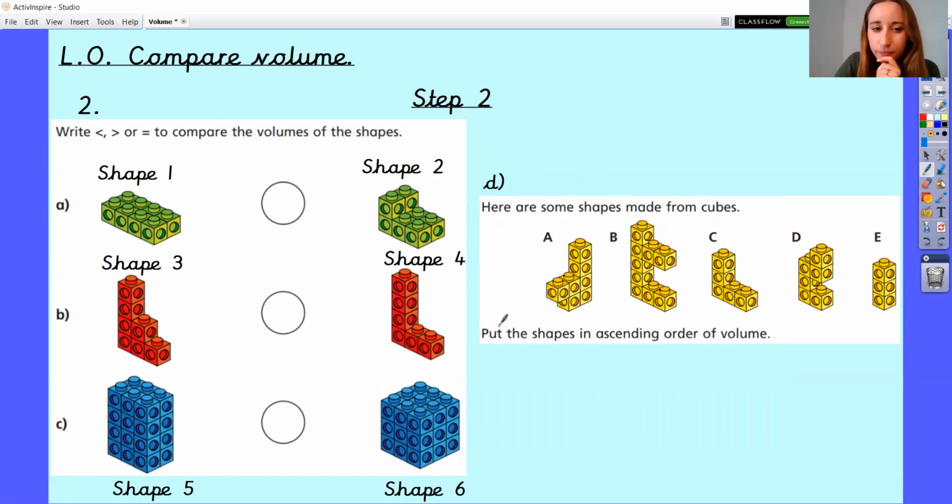They're made from cubes, and it's asking you to put the shapes in ascending order of volume, okay? So think about ascending, that means from smallest to largest. So work out what the volume of each one is, and then tell me what order those letters go in, okay? For all of these shapes, it doesn't tell us whether those shapes are made of centimetre cubes or what those cubes measure. So we're just going to think about how many cubes rather than centimetres cubed. So pause it, have a go at step 2 in your book, and press play when you're ready to go through the answers together.